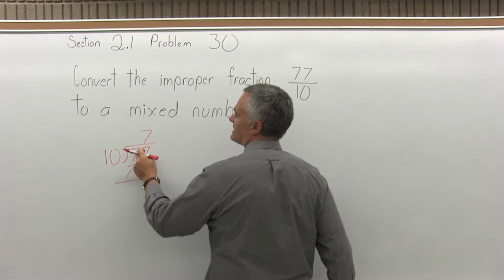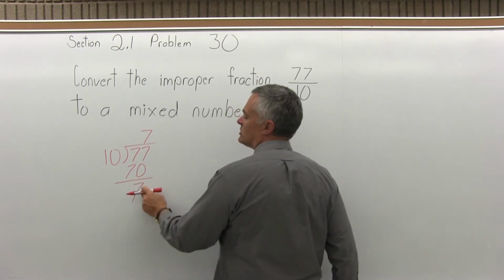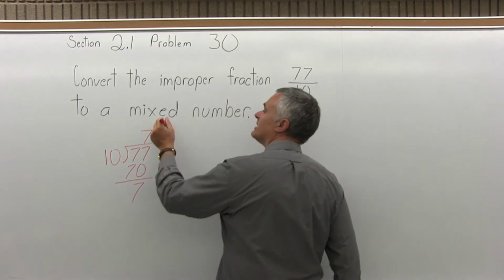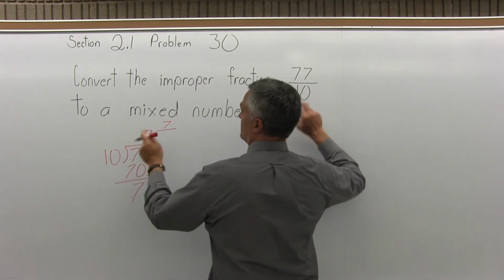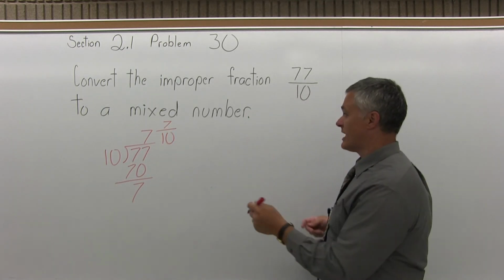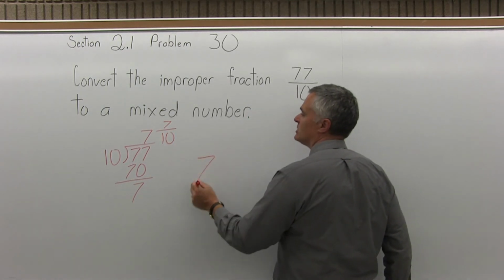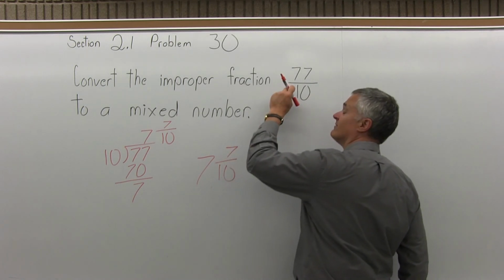And now when I subtract 77 minus 70, I get an answer of 7. So my remainder of 7 becomes my new numerator, and the denominator is going to stay the same. So it was 10 as an improper fraction. It stays 10 as a mixed number. So my answer is 7 and 7 tenths. That's the same as 77 over 10.